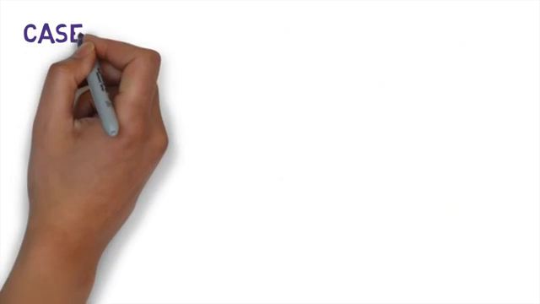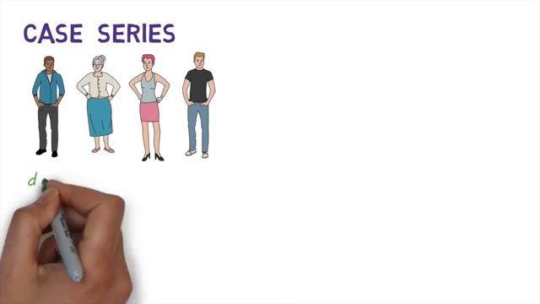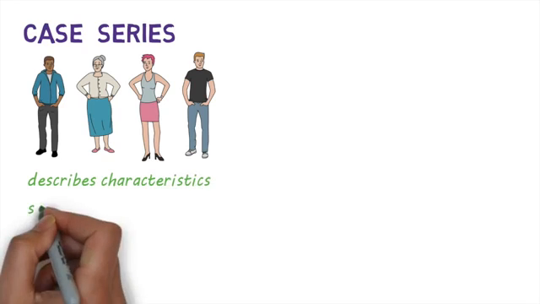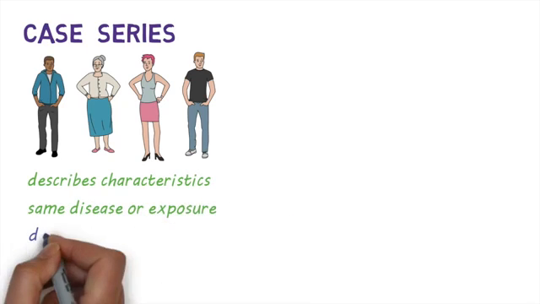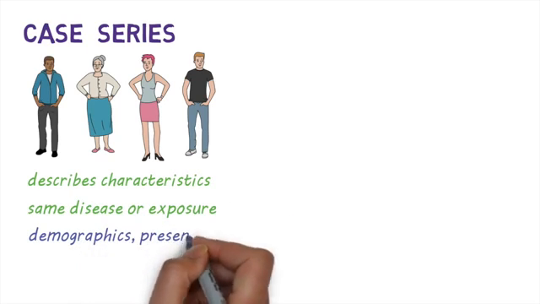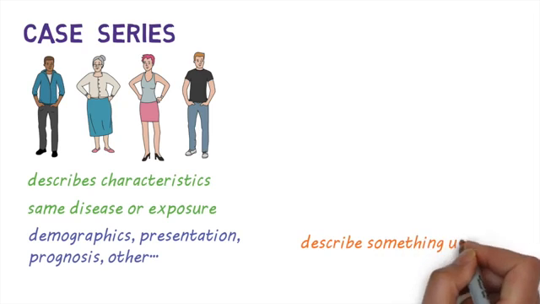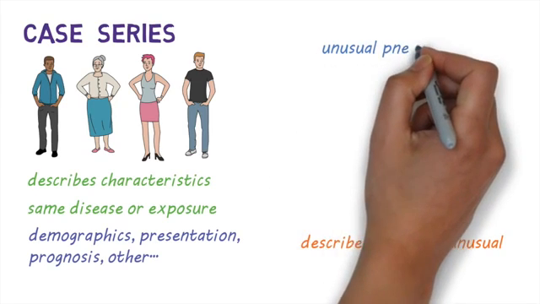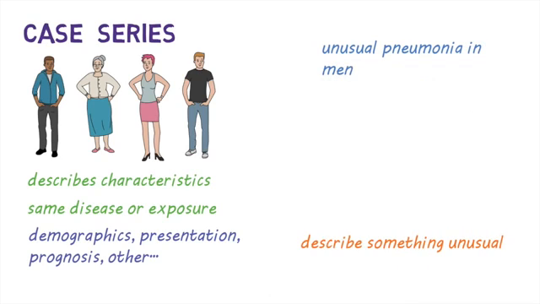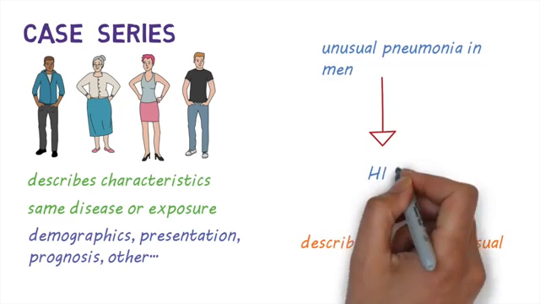A case series describes the characteristics of a group of people who have the same disease or the same exposure. The aim of this is to understand the demographics, clinical presentation, prognosis, or other characteristics of people who have a particular disease, or describe something unusual. For example, in the early 1980s, the occurrence of an unusual pneumonia in men led to the recognition and identification of HIV.